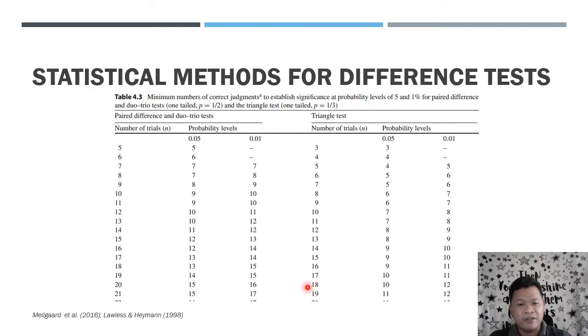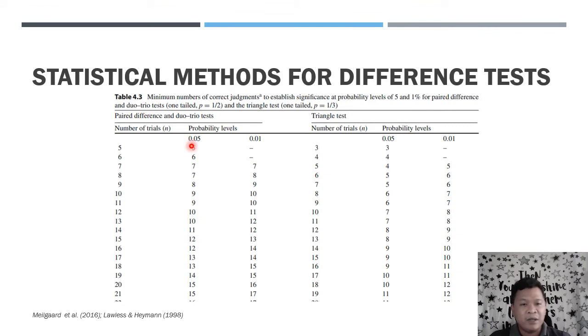On the other hand, for triangle test, medyo naputol. Sabihin natin may 15 ka na individual sa triangle test. Then you need 9 out of 15 to get the correct to establish statistical significance.